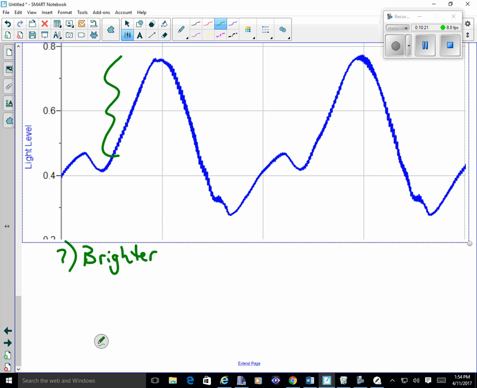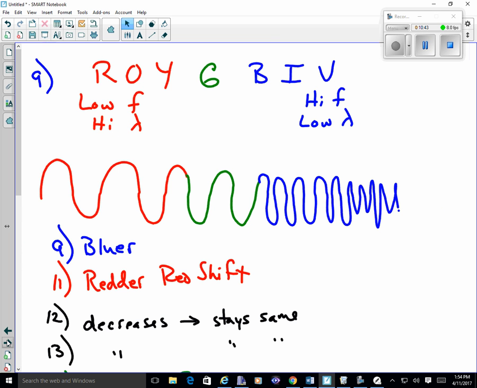Now, I can't demonstrate numbers 9 and 11 with the computer very easily, so what I'm going to do is I'm going to go ahead and just show you the Wright's Wave thing. Okay. Number 9, we get into the colors of the rainbow, Wright's Wave. So red, orange, yellow, green, blue, indigo, and violet.